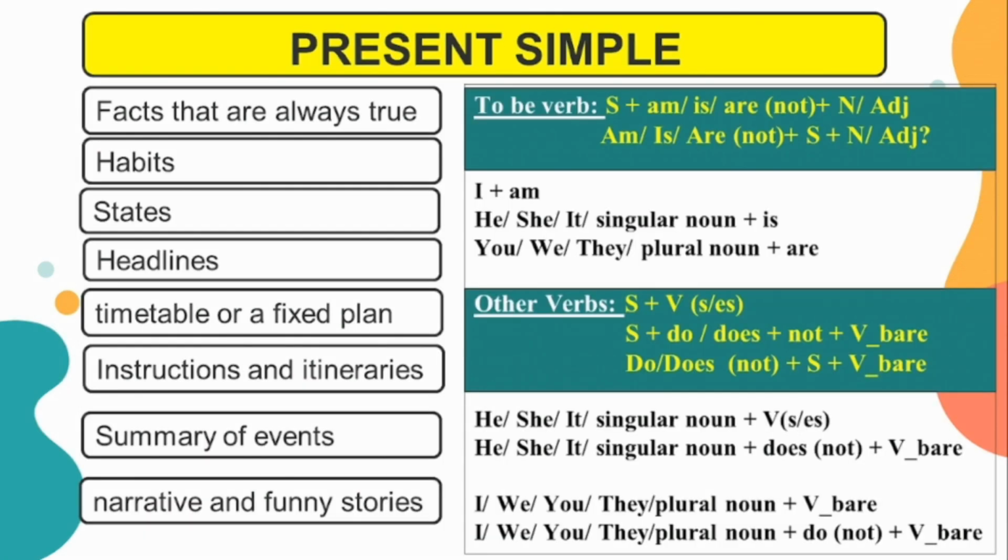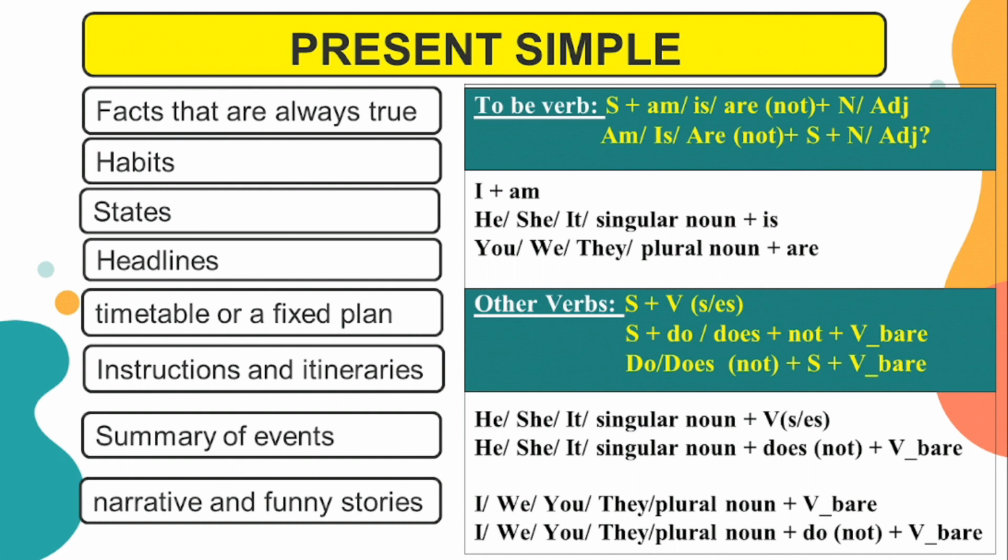We have two cases. With to-be verbs such as am, is, are, we add not after am, is, are, followed by a noun or adjective. In question form, we put am, is, are before the noun and adjective. With other verbs, such as have or has, or in the negative, we need the auxiliary do or does, or not, and the base verb. In question form, we put do or does before the subject and base verb.